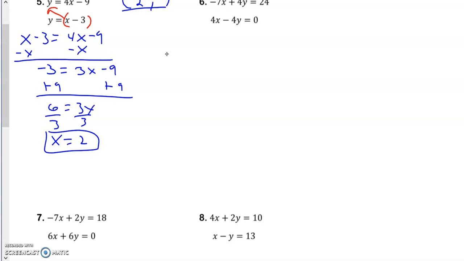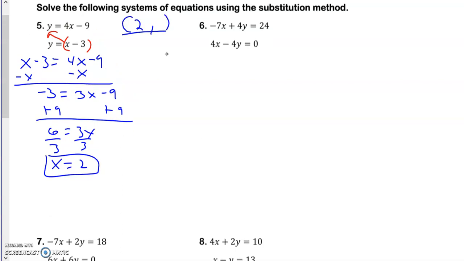Then I'm going to do y. I have 2 equations to choose from. I think the last one is the easier one, so I am going to plug in my 2 to that equation, and I get y equals -1, and that's my y.